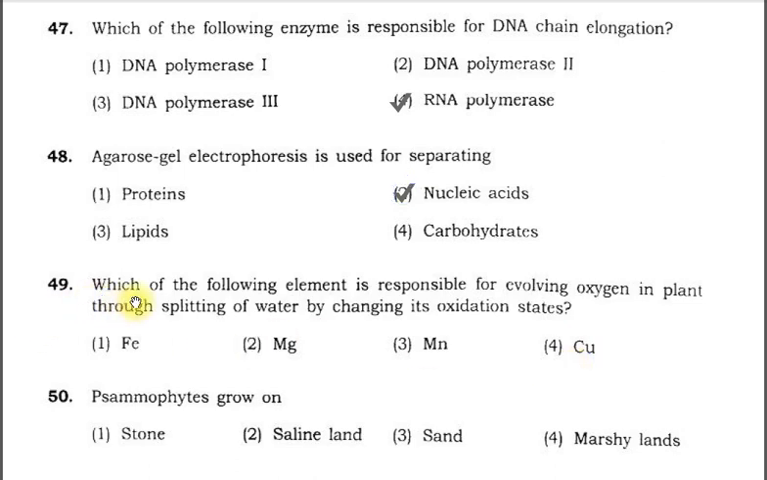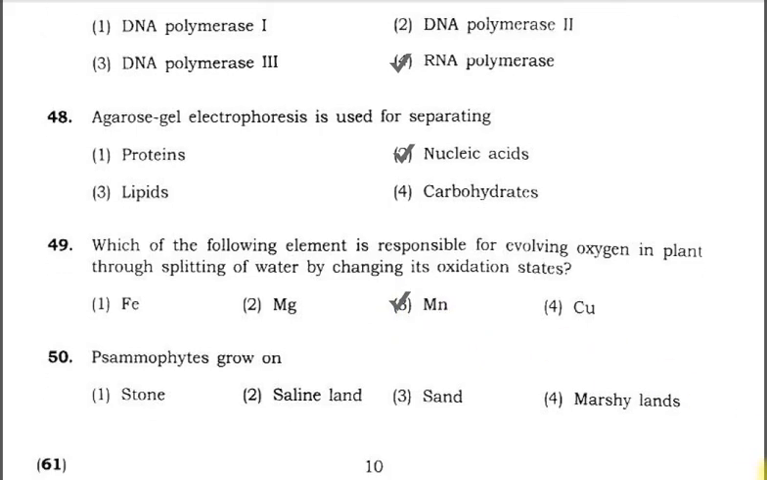Question number 49. Which of the following elements is responsible for evolving oxygen in plants through splitting of water by changing its oxidation states? The options are number 1 Fe, number 2 magnesium, number 3 manganese, and number 4 copper. So here the correct one is option number 3, which is manganese.